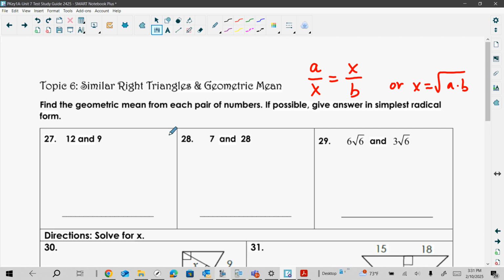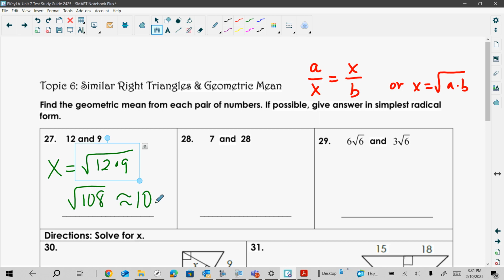Okay, for topic 6, similar right triangles and geometric mean, we discussed the proportion you can set up to get your geometric mean between two numbers. A and B basically represent the numbers. Or you can just multiply the two numbers and take the square root. So to find your value here, I'm going to do 12 times 9. That gives me 108, and then take the square root of that, which gives me approximately 10.4.